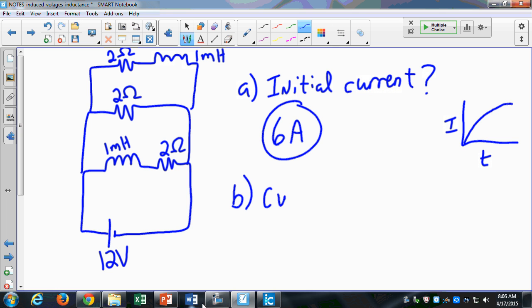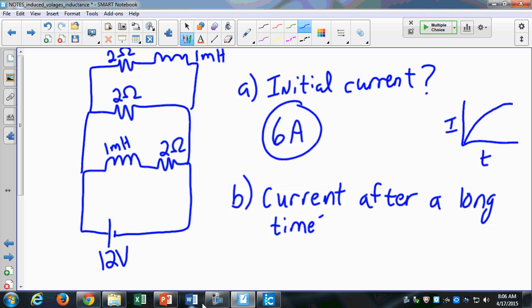What is the current after a really long time? Not 6 amps anymore, no. It's a good guess, but no, it's not 6 amps. What happens after a long time to those inductors? How do they now begin to act? They're just a wire. They're just a wire in your circuit.